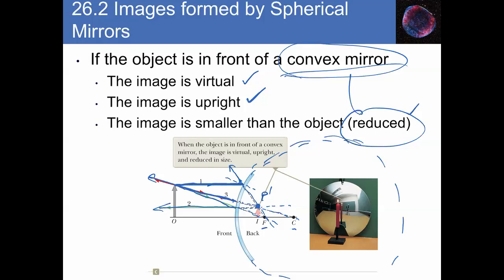And it doesn't matter where you put the object. So I can put the object here, I can put the object there. Doesn't matter. You're gonna get a virtual, upright, and smaller image. That's basically the case with the convex. So that's why it's very similar in simplicity to the plane mirror or flat mirror. Flat mirror always gives you virtual, right? Always gives you behind the mirror, always gives you the same size and upright. Convex mirror always gives you a small virtual image, again, in the back of the mirror.